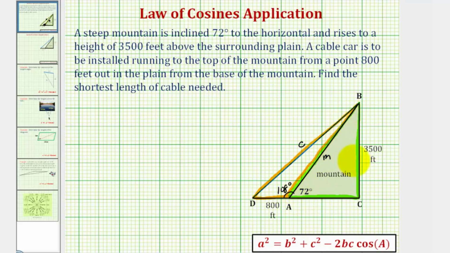So because we're using the opposite side and hypotenuse, we can use the sine function to determine the length of side M. The sine of 72 degrees must be equal to the ratio of the opposite side to the hypotenuse, or in this case, 3,500 divided by M. Now remember, we can do this because we are working with a right triangle. And now to solve for M, we would multiply both sides by M, which would give us M times sine 72 degrees equals 3,500. Divide both sides by sine 72 degrees.